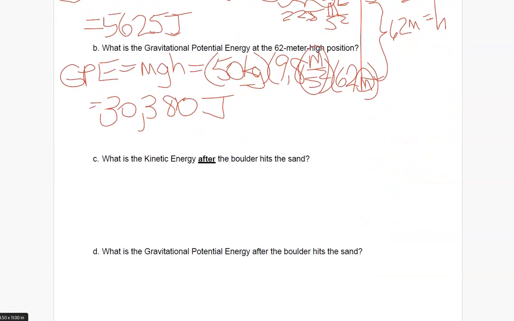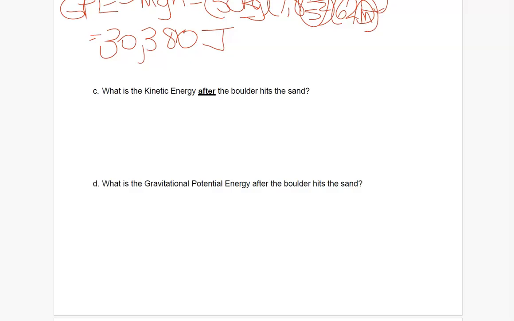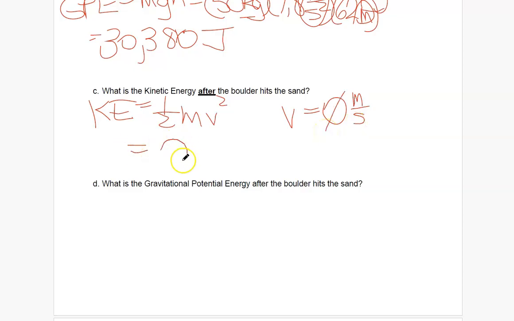We look at part C. C says, what is the kinetic energy after the boulder hits the sand? Well, remember, kinetic energy, as always, equals 1/2 mass times speed squared. Well, it doesn't matter what the mass is. The speed, once it hits, is 0 meters per second. So it has no speed, therefore it has no kinetic energy. So that's going to be 0 joules. Part D says, what is the gravitational potential energy after it hits the sand?